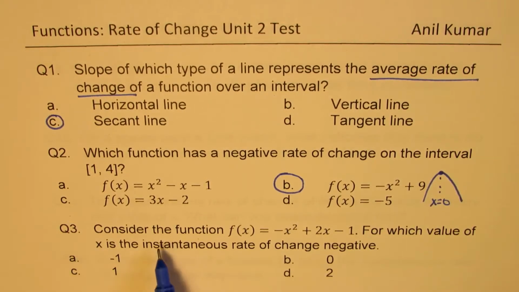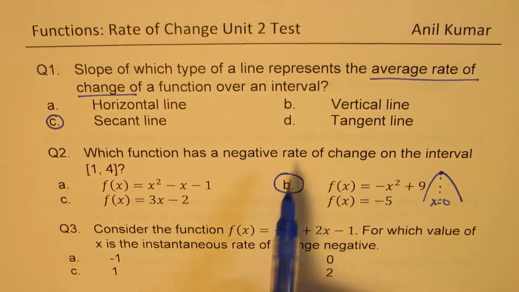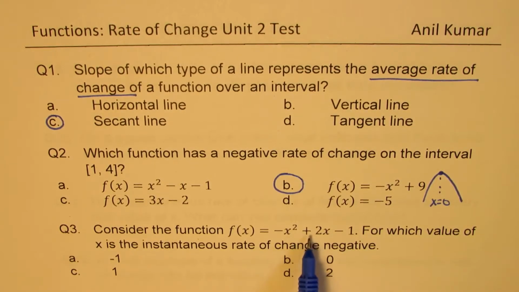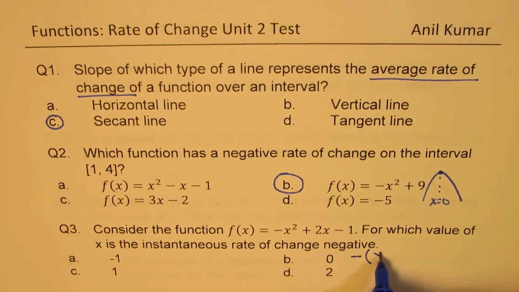Question number 3. Consider this function. For which value of x is the instantaneous rate of change negative? It's very similar to the previous one. Now let's figure this out. We are now given some points, not an interval. So this function minus x squared plus 2x minus 1, let's rewrite this as minus outside, we have x squared minus 2x plus 1. Now that can be factored, and we could write this as x minus 1 whole square.